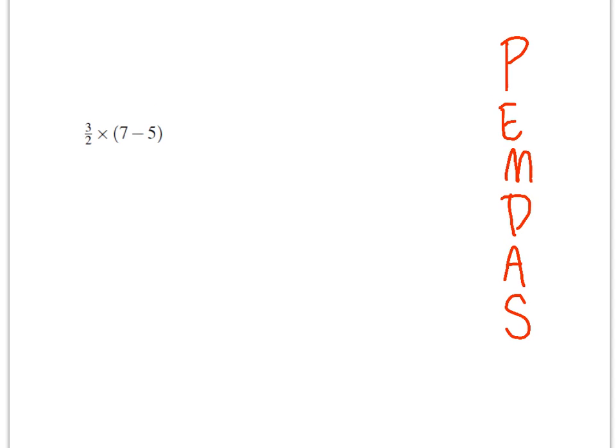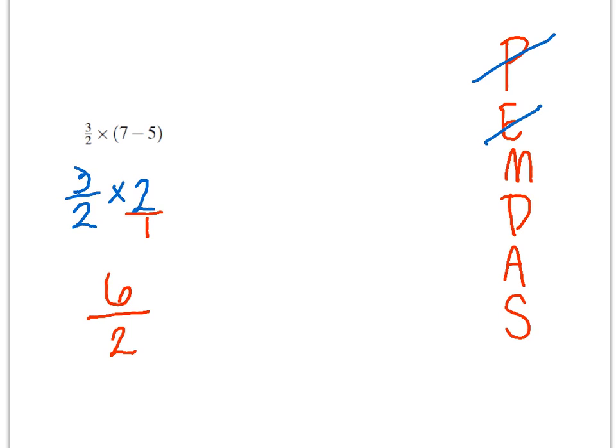Again, start with PEMDAS. You can see that you have parentheses, so you're going to do that first. 7 minus 5, which is going to be 2, so you have 3 halves times 2 left over. So parentheses are done, exponents are done. Now you need to multiply. 3 halves times 2. This 2 is actually over a 1, so you can go ahead and draw that over a 1. And when you multiply fractions, you multiply straight across. So 3 times 2 is going to be 6, and 2 times 1 is going to be 2.